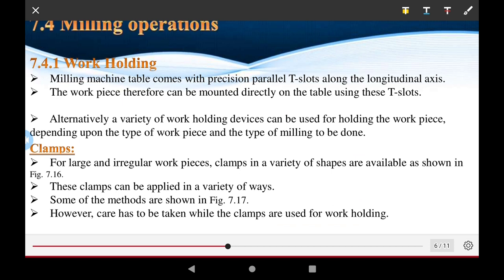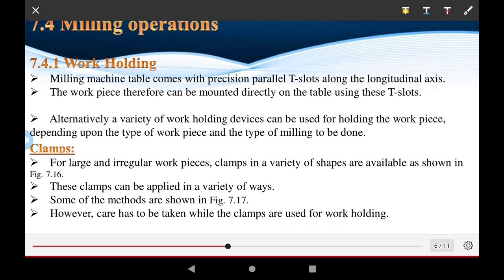There are small clamps and large clamps, depending on the operations performed and the size of the workpiece and the size of the table. It all depends on the use of these holding devices. Clamps.